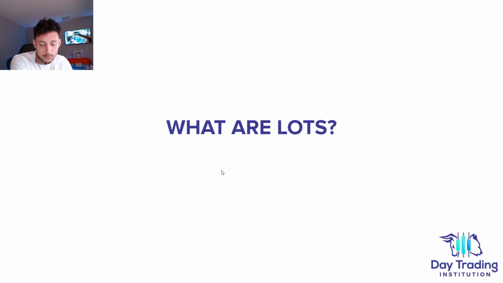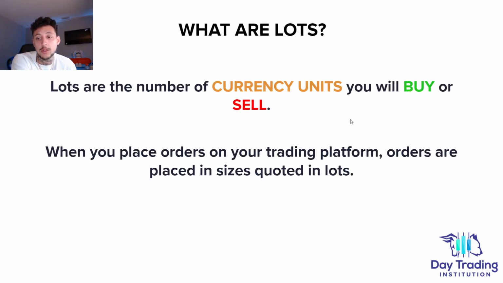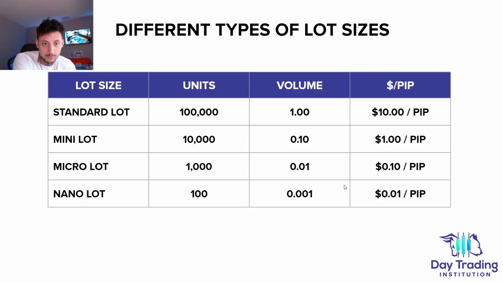Now, what are lots? Lot sizes are pretty much going to quote us on how much money we're actually buying into the market or selling the market. So lots are the number of currency units you will buy or sell. When you place orders on your trading platform, orders are placed in sizes quoted in lots. Now here is a lot size chart, basically on how much you will make per pip.